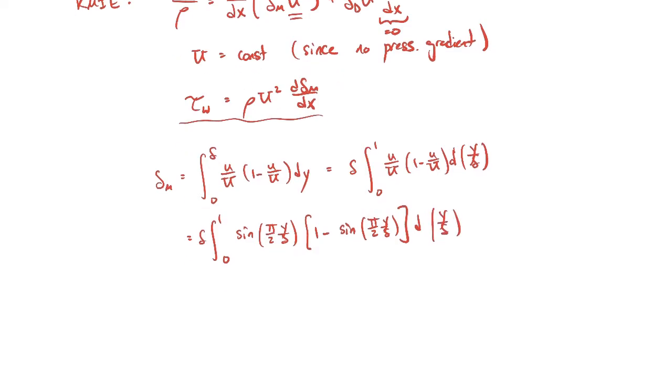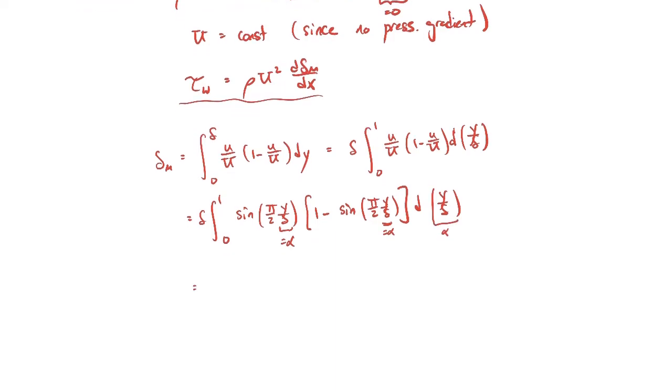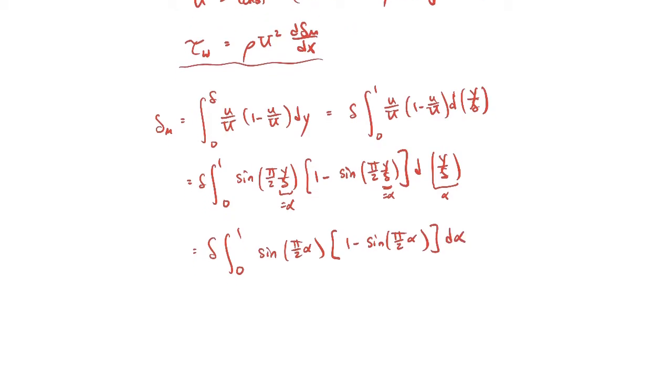If it is easier to understand, we can go ahead and just make that y over delta equal to an alpha everywhere, so you can see it a little more clearly. So that's the integral that we need to solve. So we can go ahead and solve the integral. Let me write it just one more way here, and then we'll go ahead and solve it.